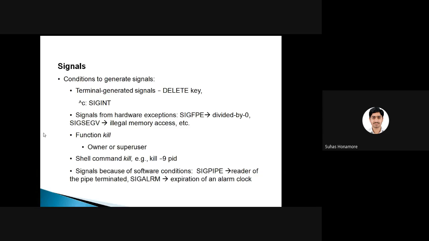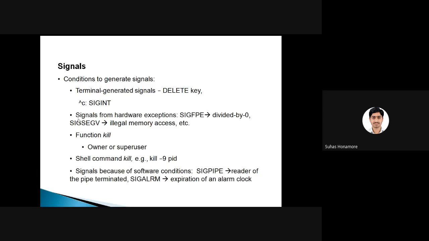See here, conditions to generate signals. The first is the terminal. From the terminal, as we were discussing, when a process is running we press Control C, and automatically the signal is taken and it stops whatever process we are running.